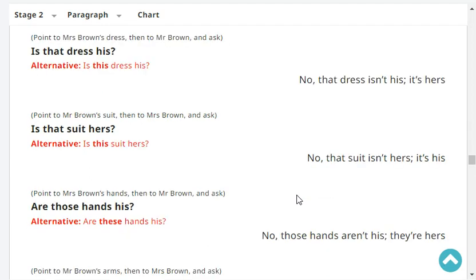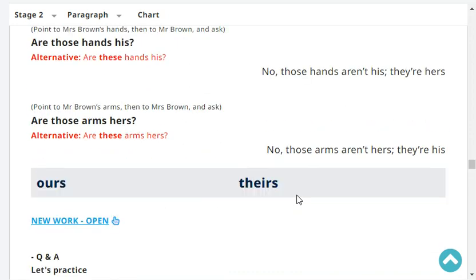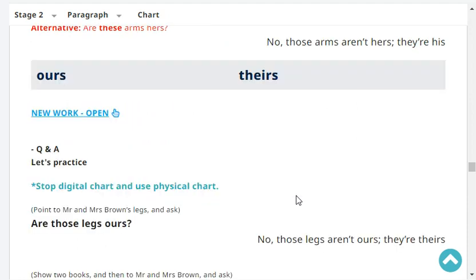Are those hands his? No, those hands aren't his. They're hers. Very good. Are those arms hers? No, those arms aren't hers. They're his.